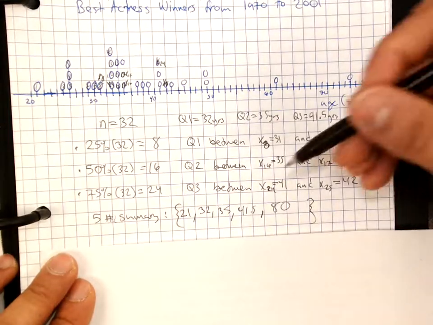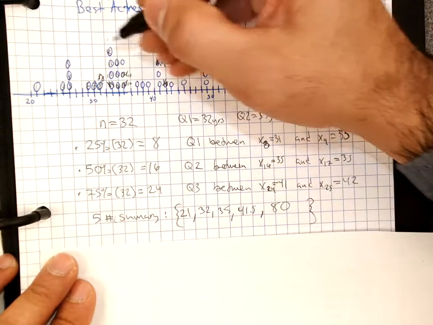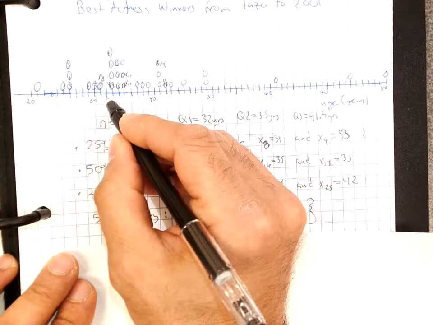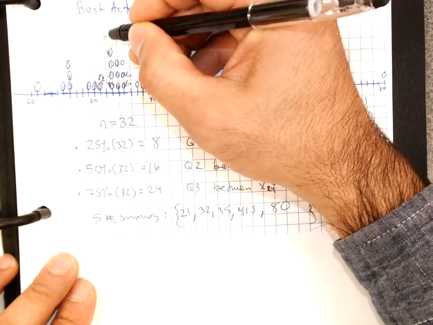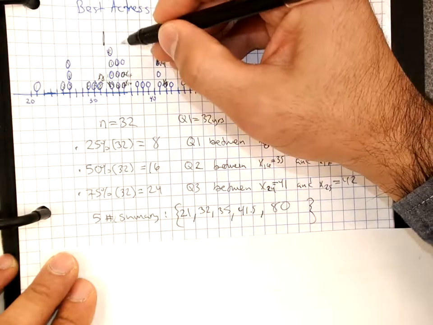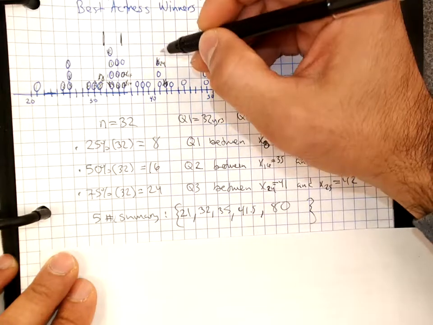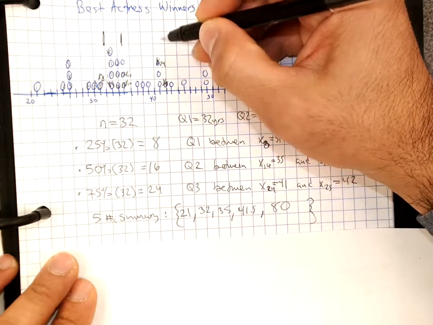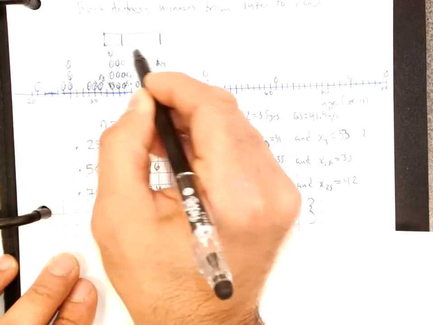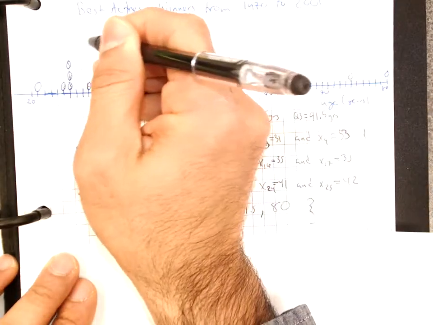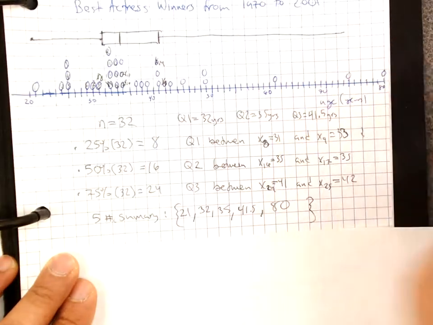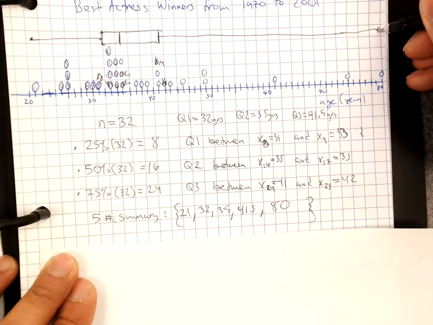Let's draw a box plot. Okay, so the first quartile is at 32, so that's here. And then 35 is the median, 41 and a half is the third quartile, about there, so there's my box. And then whisker out to the left and all the way out here to the right.